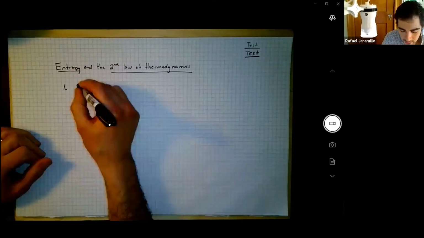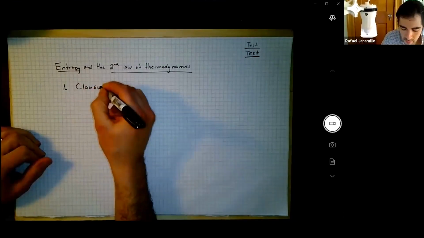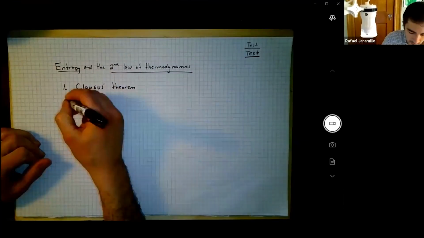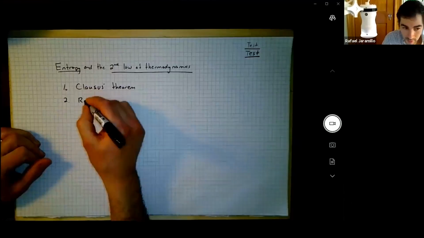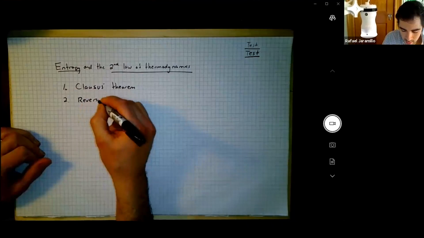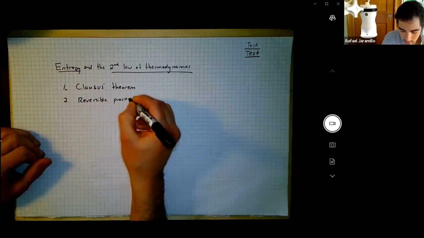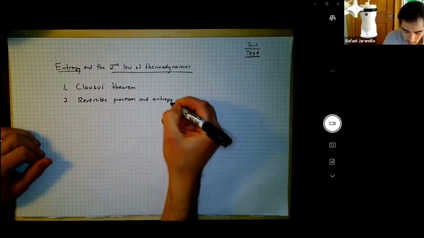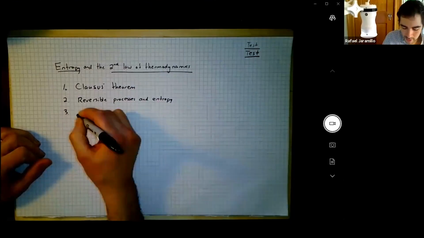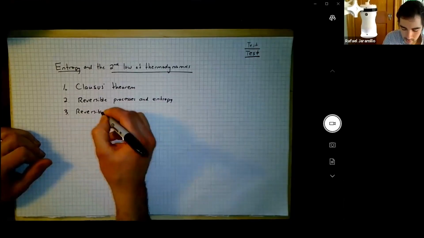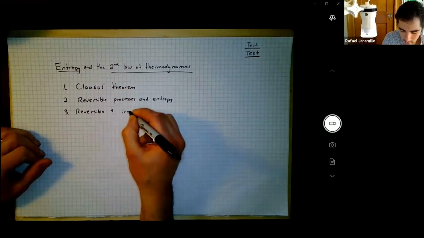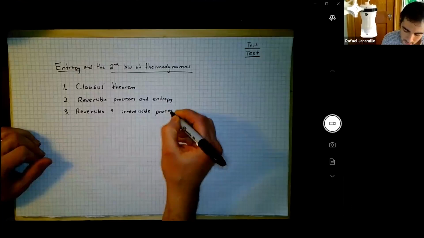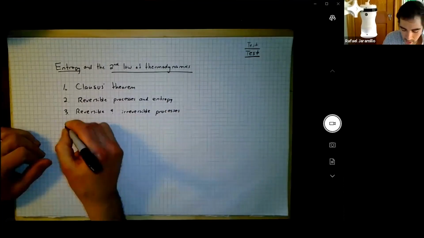So I'm going to present this by way of Clausius's theorem. You'll see what that is in a minute. Then we'll move on to reversible processes, and entropy, and reversible and irreversible processes, and finally, entropy maximization.